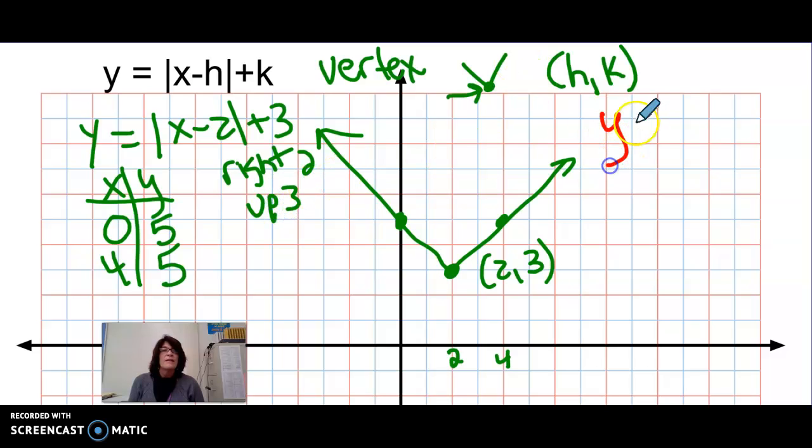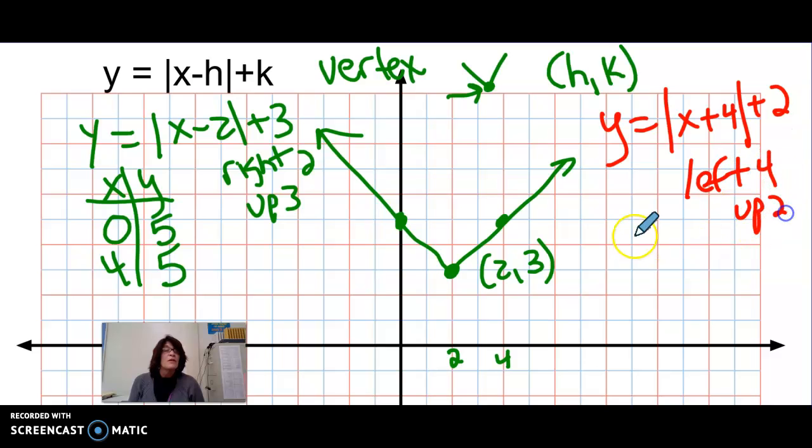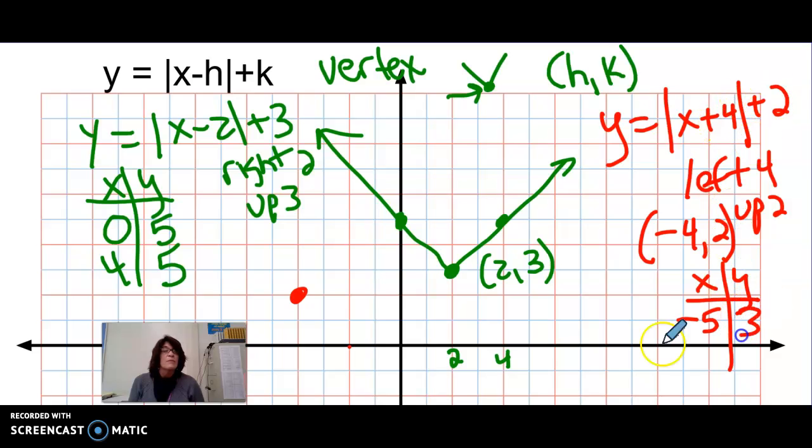If I had something like absolute value of X plus 4 plus 2, that's not going to move it to the right 4. This is going to move it to the left 4 and up 2. So my vertex is going to be at negative 4, 2. Here's where this V is going to happen. If I don't trust myself, I might put some things around negative 4 in. Maybe I'll put negative 5 in. Negative 5 plus 4 is negative 1. Absolute value of negative 1 is positive 1. Plus 2 is 3. So negative 5 gives me 3.